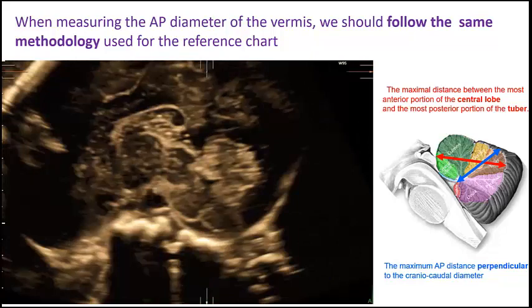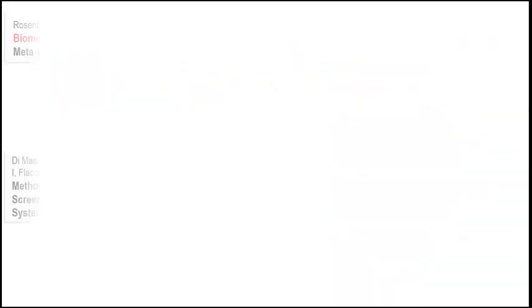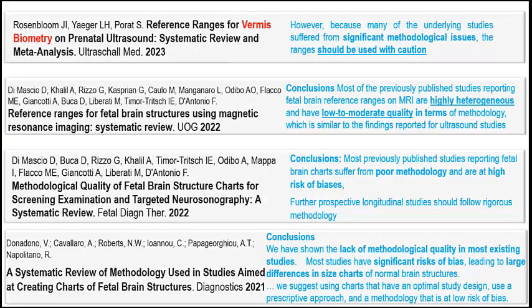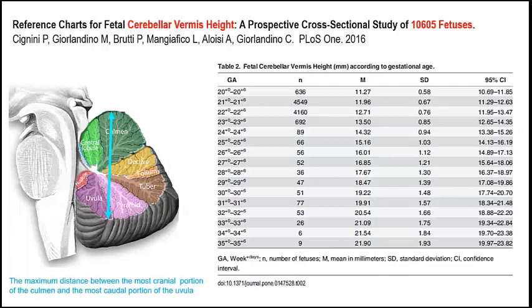So once again, the same message. When measuring brain structures, we must follow the same methodology used in the reference chart in which we are going to plot that measurement. And remember the great concern that exists in the recent literature regarding the reference charts of brain structures. If you need to measure the craniocaudal diameter of the cerebellar vermis, I suggest using this chart based on the measurements of more than 10,000 patients.